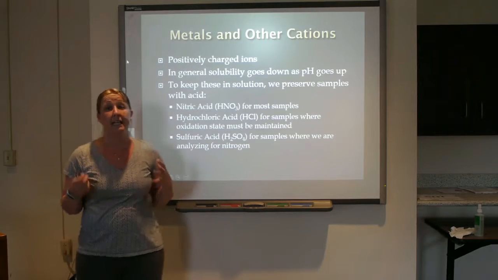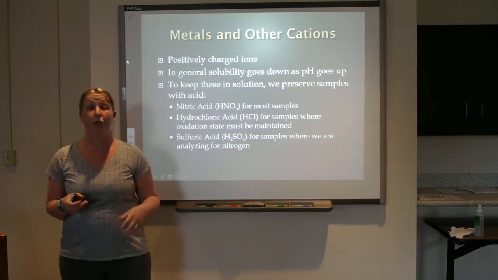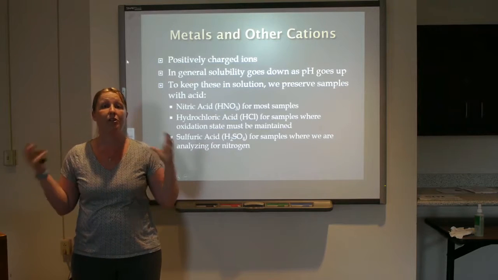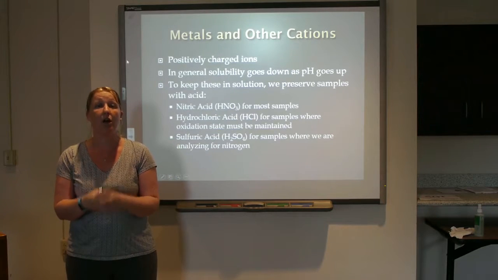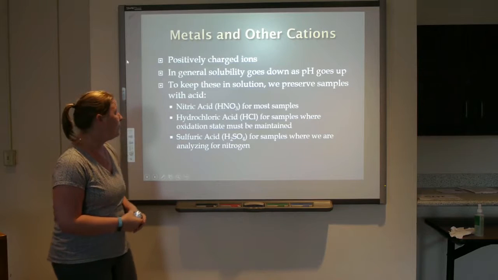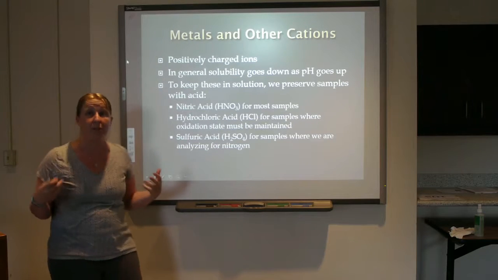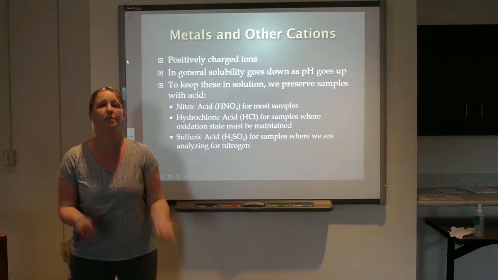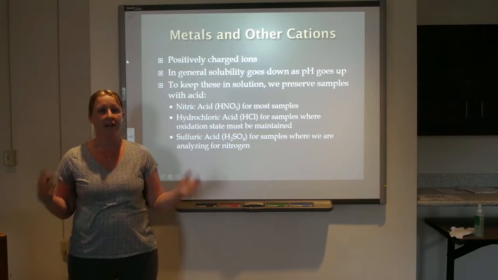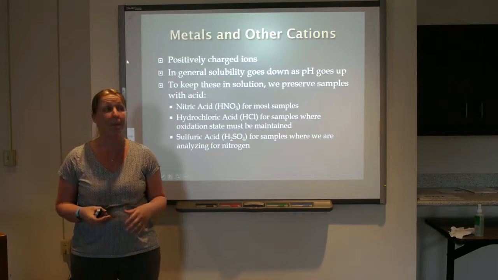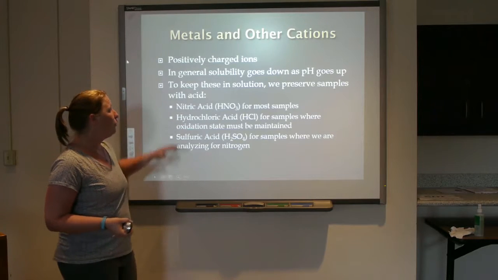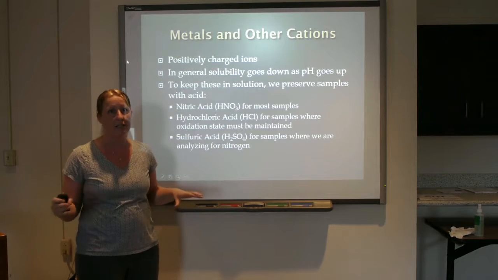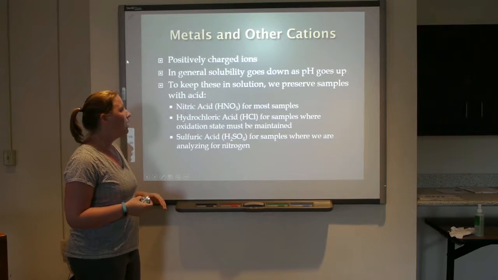In order to keep metals in solution, so when we take a sample and we want to analyze for all of those metals, we want to try to keep them in solution so that we can analyze all of them. So in order to do that, we preserve them with acids. We drop the pH low enough that those metals want to be dissolved in the solution instead of precipitating out and becoming a solid. So in general, we'll use nitric acid for most samples. That's going to be kind of the standard acid preservation that we'll use.